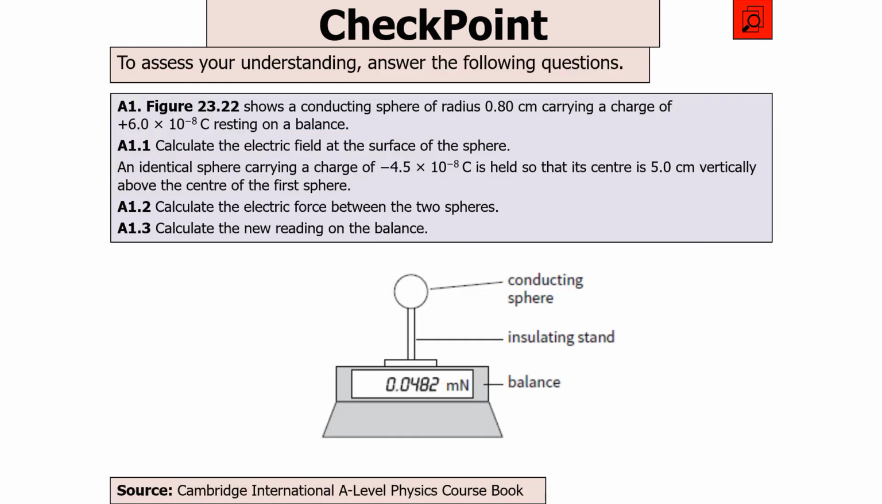The next question says, figure 23.22 shows a conducting sphere of radius 0.80 centimeters carrying a charge of plus 6 times 10 to the minus 8 coulombs resting on a balance. Firstly, calculate the electrical field strength at the surface of the sphere. Then an identical sphere carrying a charge of minus 4.5 times 10 to the minus 8 coulombs is held so that at its centre it's 5 centimeters vertically above the centre of the first sphere. Calculate the electrical force between the two spheres, then calculate the new reading on the balance. So pause the video now, then unpause the video when you want to go through your answer.